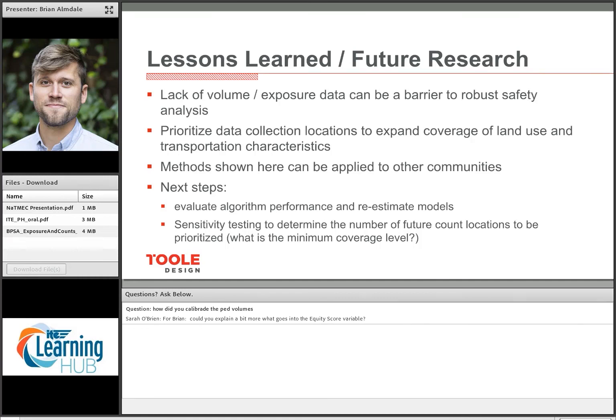What are the next steps? What are the things that we're considering in the future? Well, evaluate the location prioritization algorithm performance and re-estimate models, and do some sensitivity testing to determine the number of future count locations to be prioritized, to answer what the minimum coverage level might be.